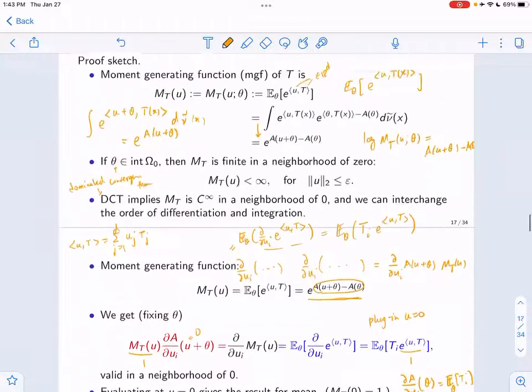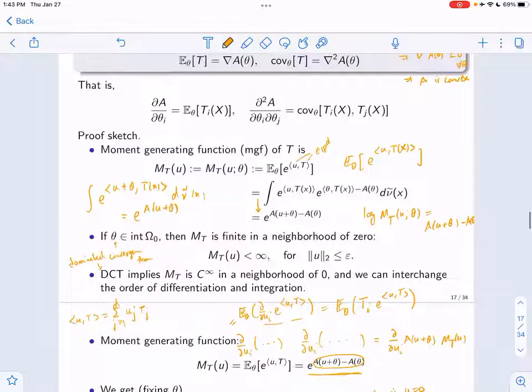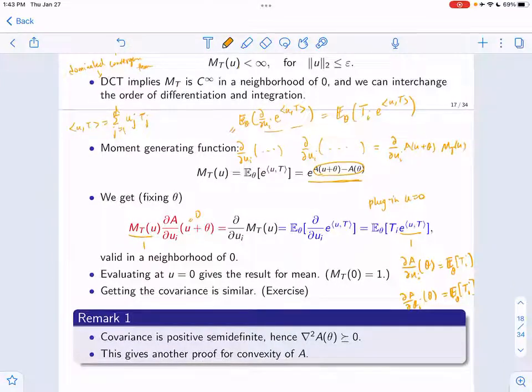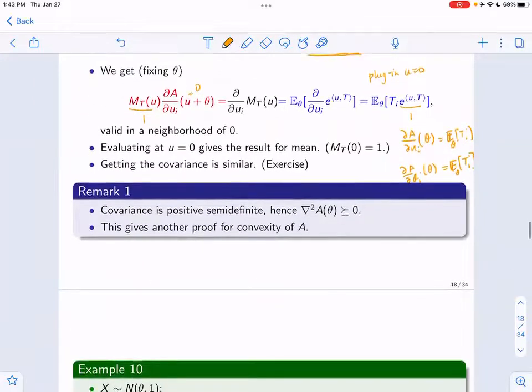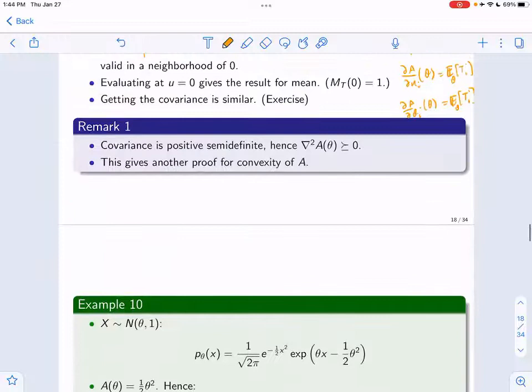Yeah, so the idea is simple. This is a general idea about computing the moments by computing the MGF. But the fact is that the MGF here comes very simple, and it's finite due to this regularity assumption in a neighborhood of 0, and then we can take the derivative and interchange the derivative and integral, or the expectation. And as I mentioned, this also gives you an alternative proof of convexity. So we have 2 proofs. Questions?